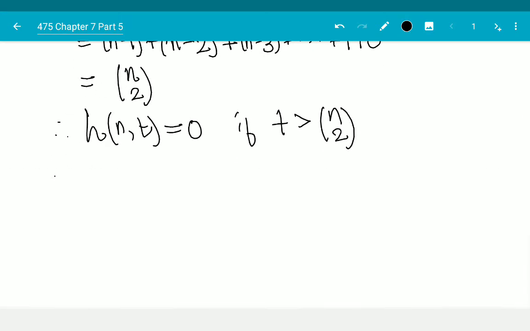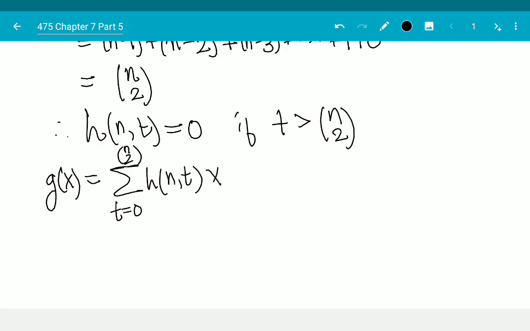I am looking at g of x is equal to summation t is equal to 0 to n choose 2 of h of n comma t x to the t. That's what I am trying to find. Okay, this is slightly hard because I don't exactly know what h of n comma t is. How do I find it?